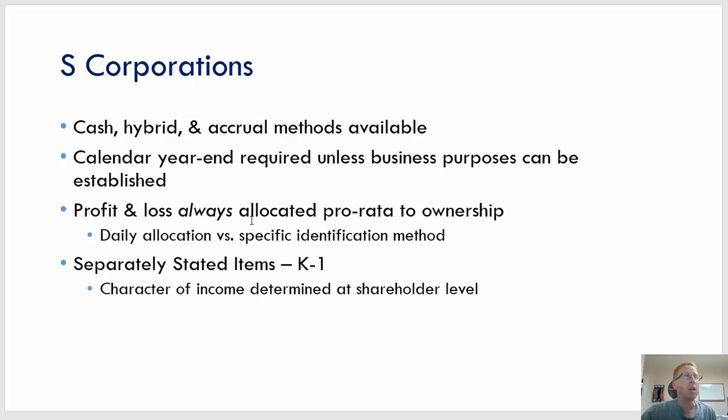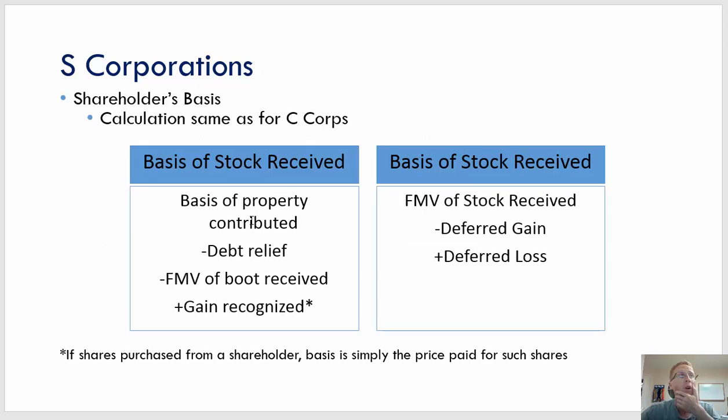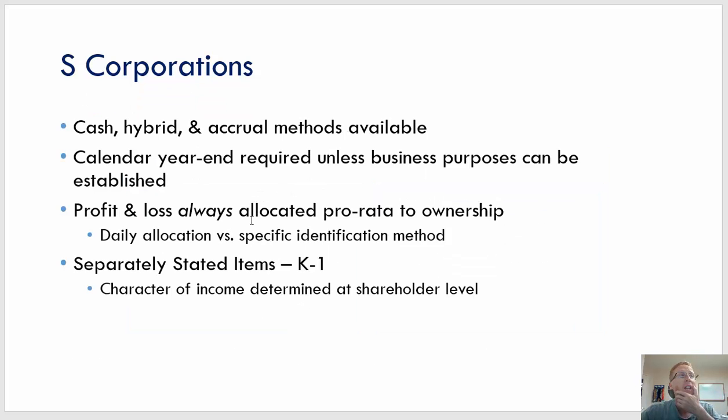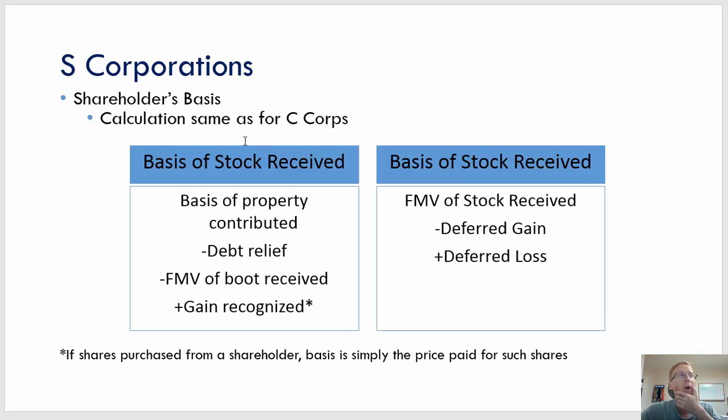Again, just like partnerships, they have separately stated K1s, and it's the same K1 items, except the guaranteed payment doesn't exist. Everything else is the same between a partnership and an S corp. What else is the same? Well, if you look here, the way you calculate the basis on the contributions are the same as C corps. So again, like I said, once you learn the rules in the C corp chapters, you're learning the rules here as well.